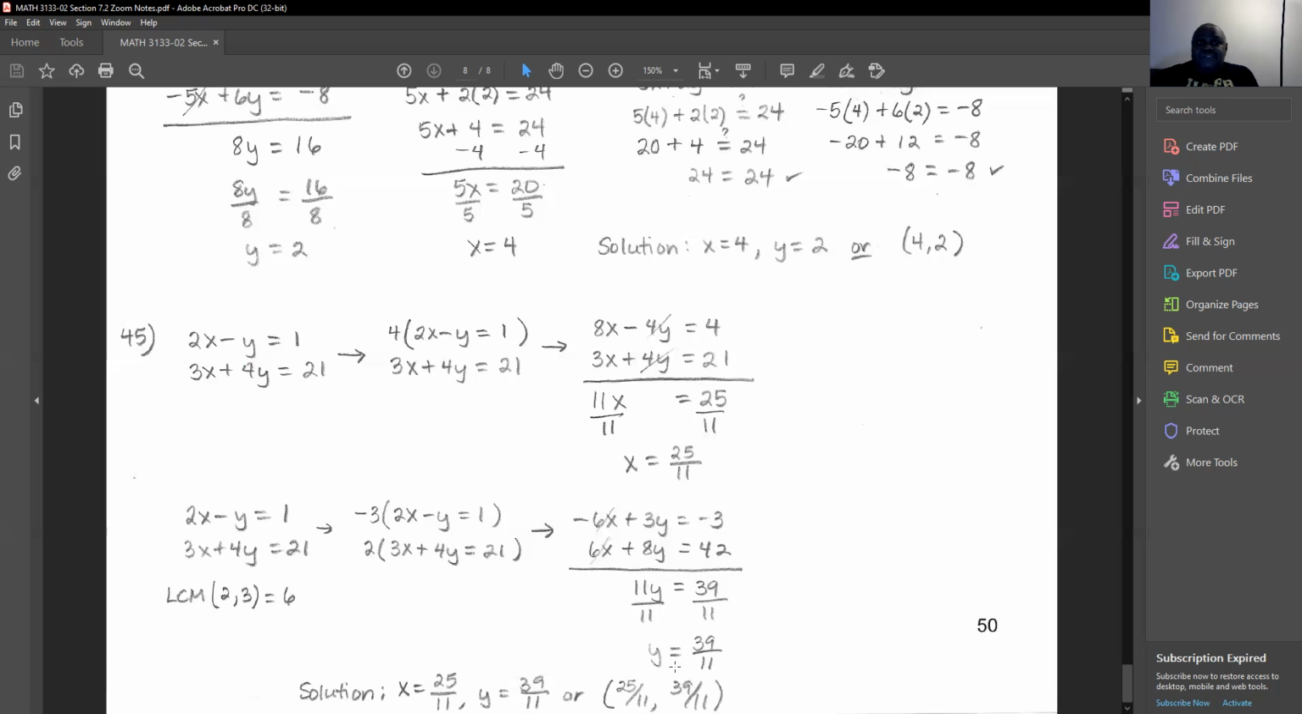And I'm not going to bother doing the check on this one. So this is the solution to that system. X equals 25 elevenths and y equals 39 elevenths. Or you can write that as an ordered pair, 25 elevenths, 39 elevenths.